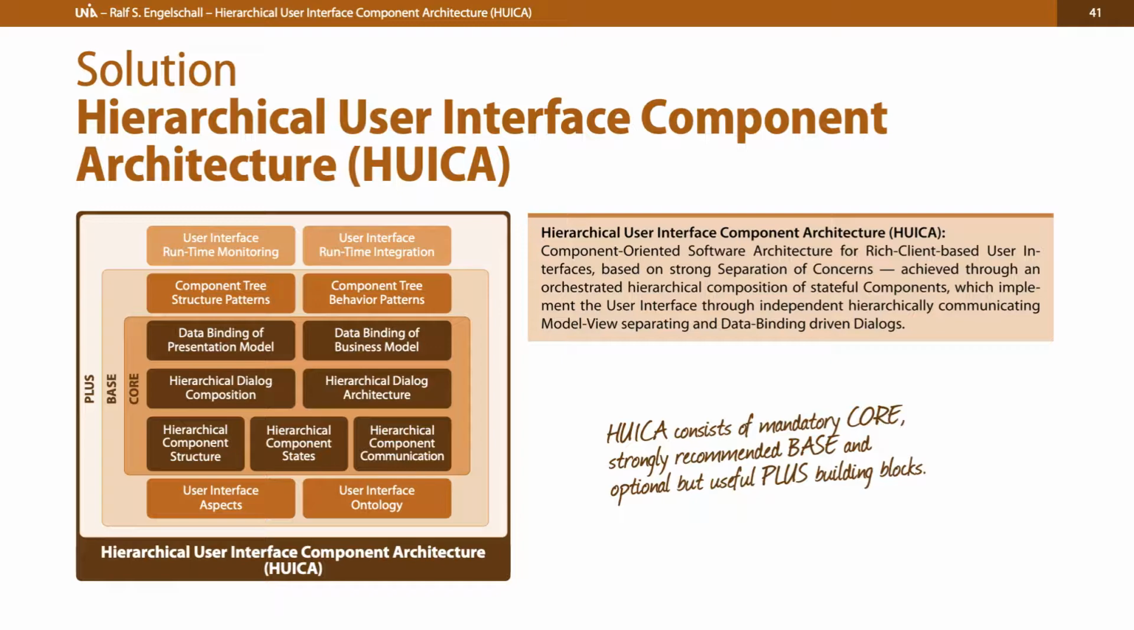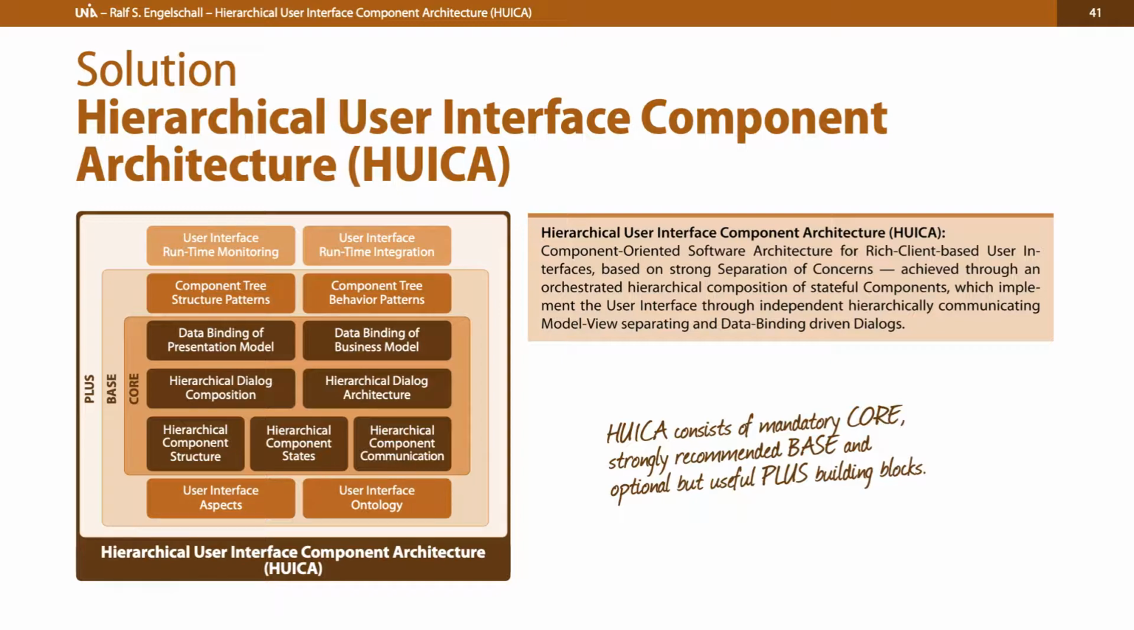If we go one step deeper, HUICA consists of a mandatory core, a strongly recommended base, and optional but useful plus building blocks. Those building blocks you can see here on the left side. This ranges in the core from the hierarchical component structure, the hierarchical component states and hierarchical component communication, towards the hierarchical dialog composition and hierarchical dialog architecture, to data binding of presentation model and business model.